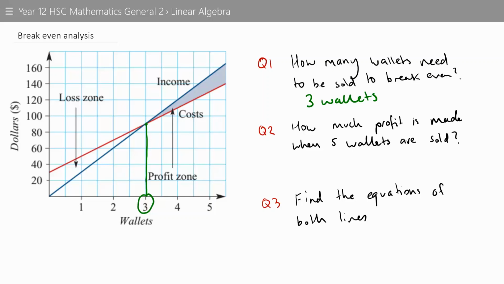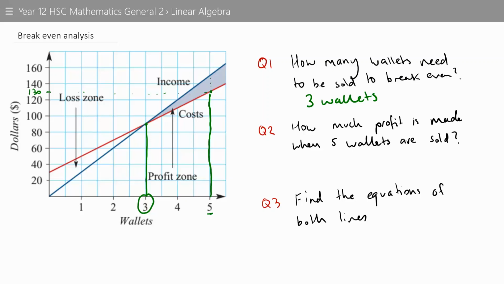Question 2: how much profit is made when 5 wallets are sold? Let's go across to 5 wallets right here. Let's go up this line here. If you've got a ruler, you can do it neatly. Here's the red line. Let's go across from the red line intersection point. That is about halfway up here. How much is that represented? What's halfway between 120 and 140? It's $130. So it costs $130 to make 5 wallets.